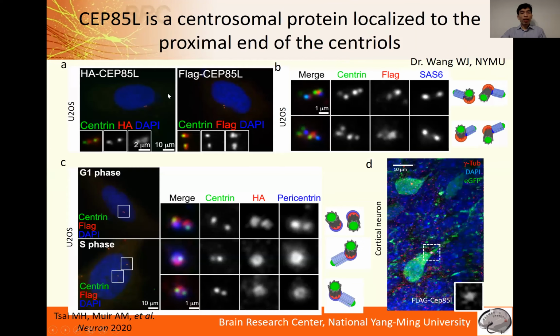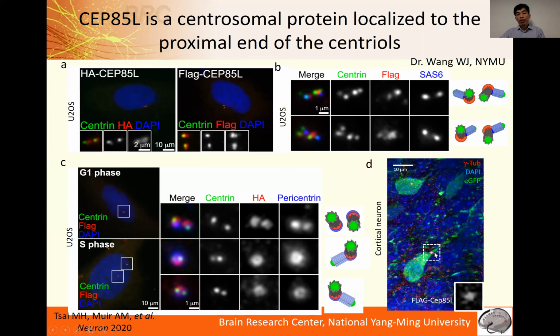We also looked at the localization of this CEP85L, and because it's a CEP protein, that indicates that this protein is probably a centrosome protein. So we expressed these proteins in the centrosome and used a super resolution microscope. We can see this is a flag tag for the CEP85L. We can see it's actually at the proximal end of these centrioles, and very close to the PCM, the pericentriolar matrix. Okay, so this is also true in neurons.